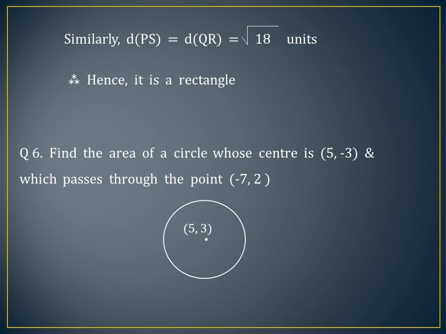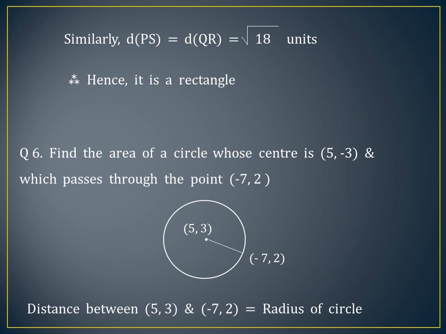So we have coordinates of the center and another point through which the circle passes and we have to find the area of this circle. Now since the circle passes through the point (minus 7, 2), that will mean that this point will lie on the boundary of the circle. Hence distance between (5, 3) and (minus 7, 2) will be equal to the radius of the circle.